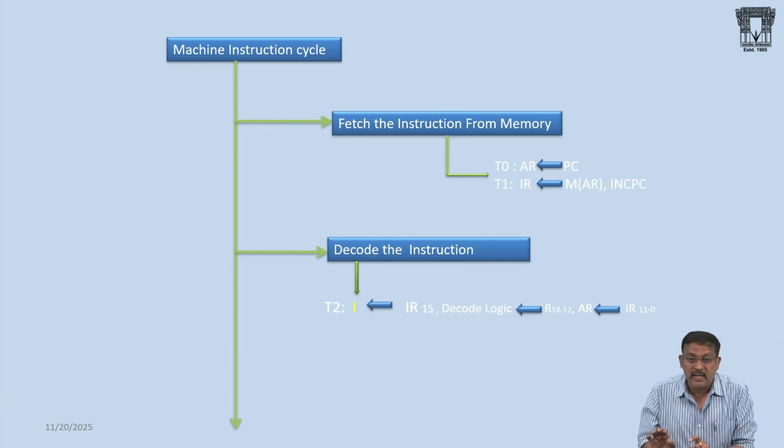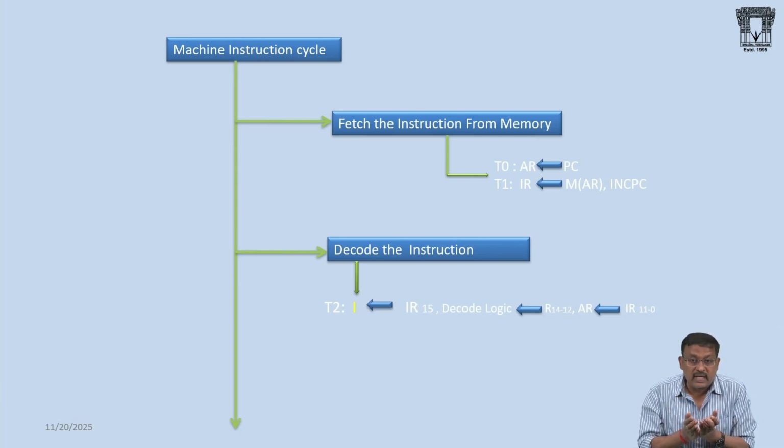That is the reason why we are loading IR 0 to 11 into the address register. Now IR 12 to 14 bits determine what type of instruction it is. Is the instruction a memory reference instruction? Is it a register reference instruction? Is it an IO reference type of instruction? So you classify the instructions based on the kind of memory accessing. So if I consider a memory reference instruction, whether the address is a direct address or an indirect address will be determined by IR 15. That is the reason why the IR 15 bit is transferred to the I flag.